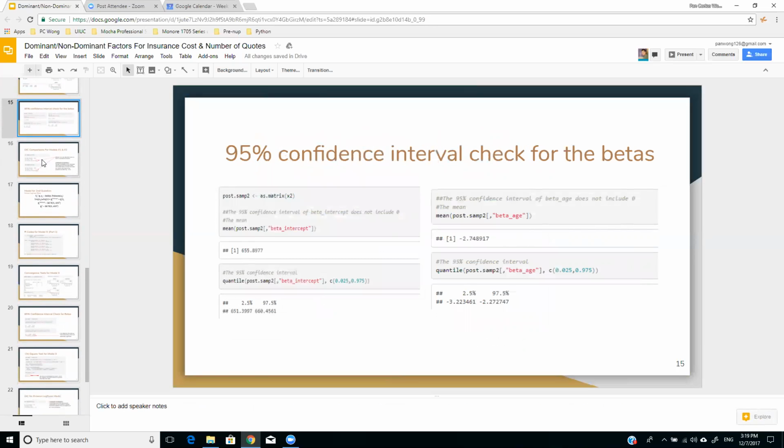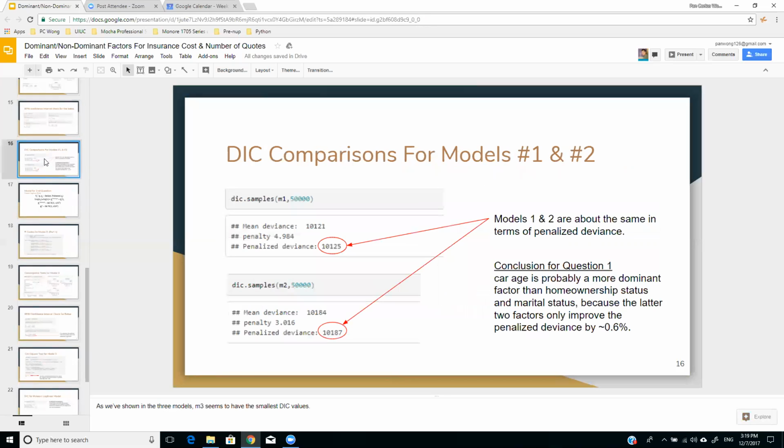So next we have the 95% confidence interval checks for the betas. We notice that the 95% intervals of the betas do not contain 0. So that means that this model is statistically significant. And also the means of the betas fall within the confidence interval.